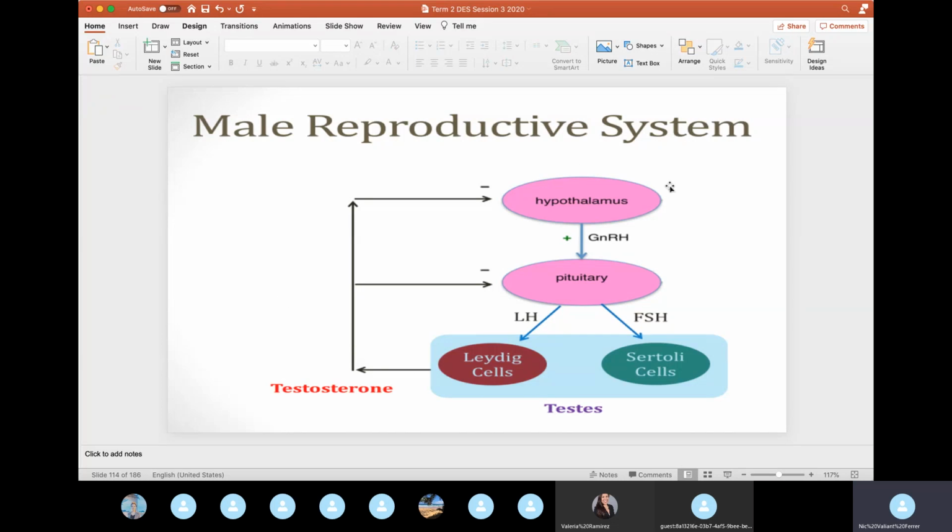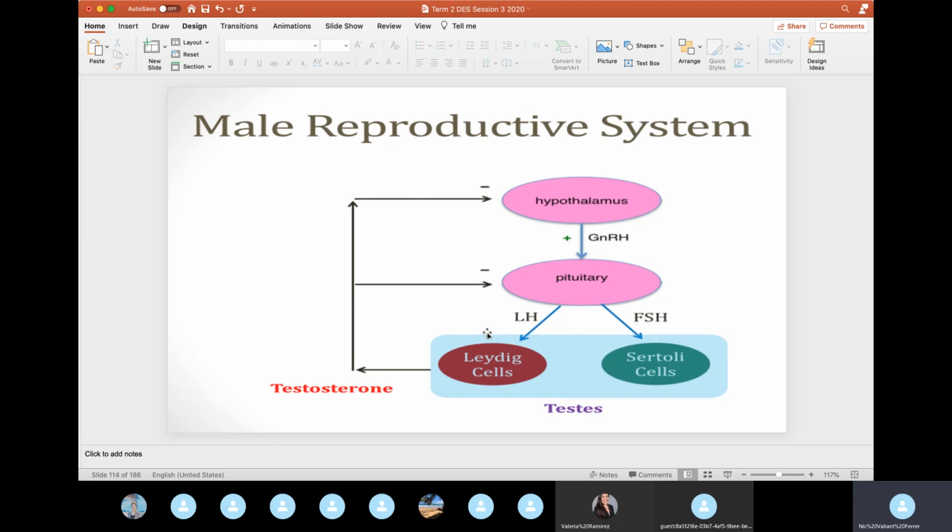Male reproductive system, don't forget, the hypothalamus secretes GnRH, which acts on the anterior pituitary to secrete LH and FSH. The LH will induce the Leydig cells to produce testosterone. The increase in testosterone will have a negative feedback on the pituitary and the hypothalamus to decrease the production of GnRH and LH. So again, what's the point?